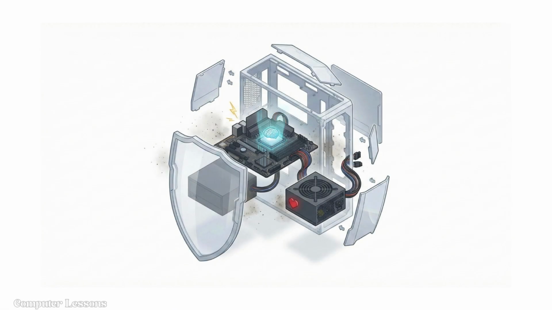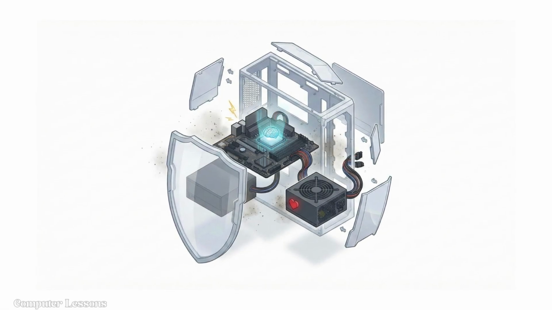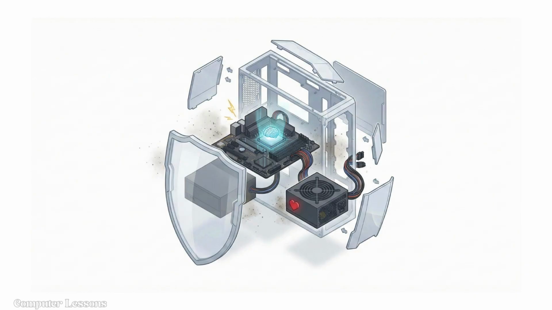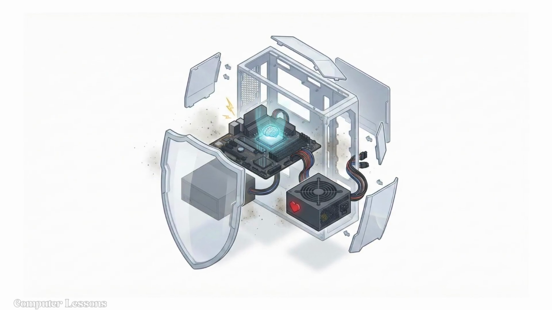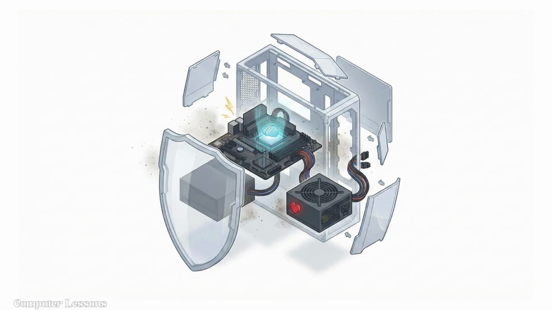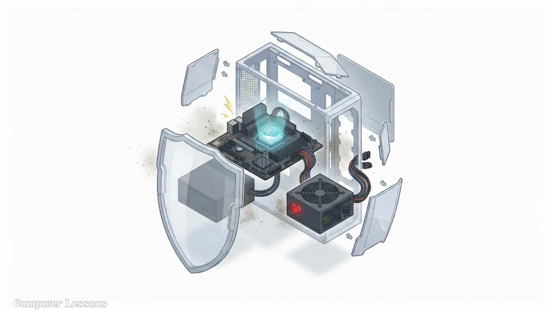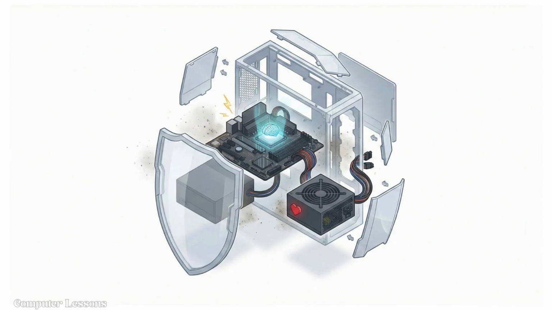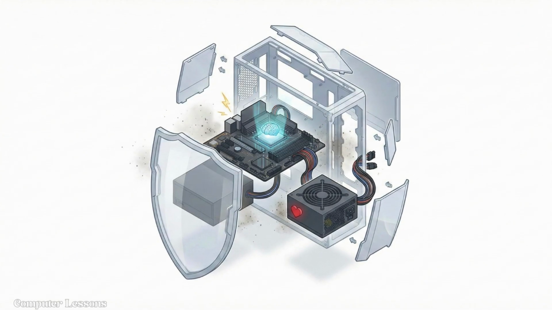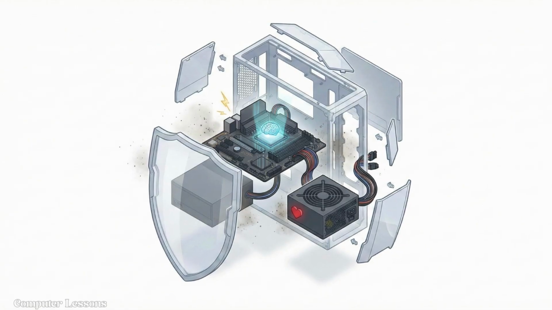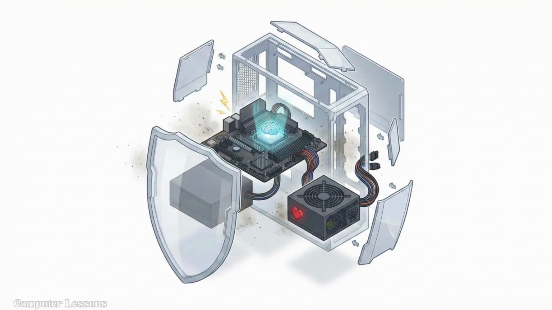We have spent the last few weeks engineering a marvel of logic and electricity, assembling the brain, the heart, and the nervous system of our machine. But if we leave these delicate components exposed on a desk, they are vulnerable to dust, static shock, and physical damage. To transform this pile of parts into a functional computer, we need a chassis, a skeleton, and a skin that defines its identity.